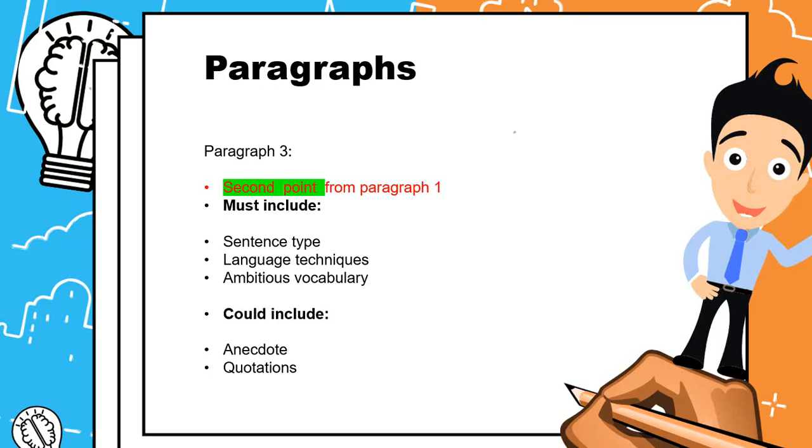So again, we've got what we must include: sentence types, language techniques, ambitious vocabulary, and again we could include anecdote, quotations. Now the note here is use different language techniques, different ambitious vocabulary, different wow words, as it were. Don't use an anecdote in every paragraph or a quotation in every paragraph. Mix it about. Use different techniques. So a different language technique in each paragraph. Don't quote someone in every paragraph. It just becomes too repetitive.